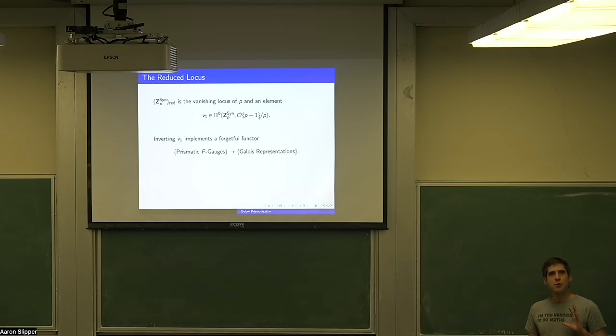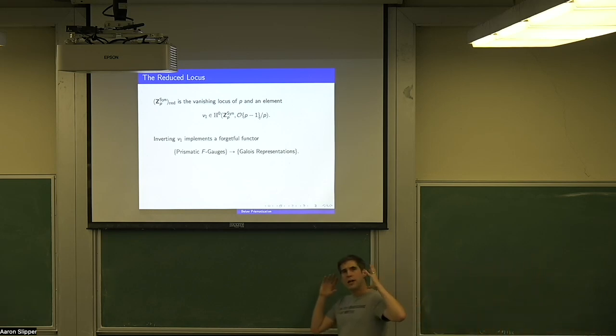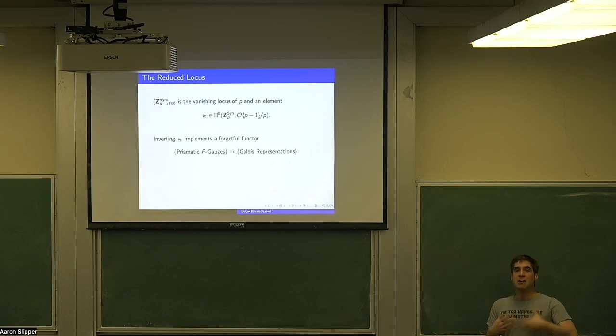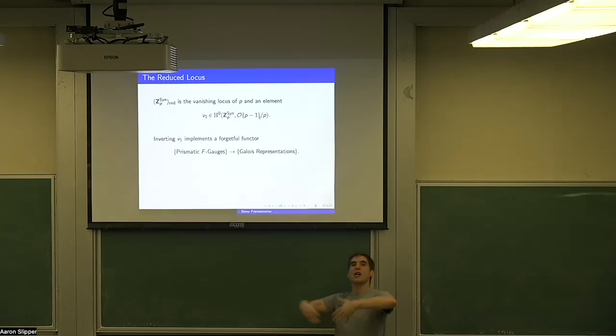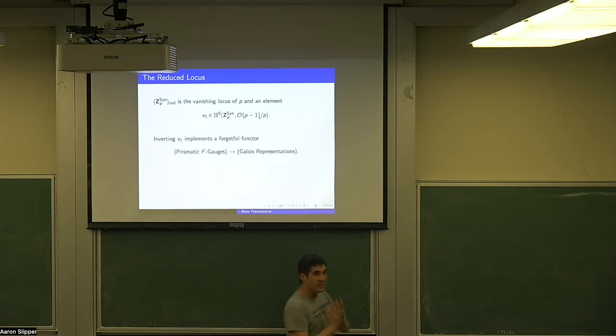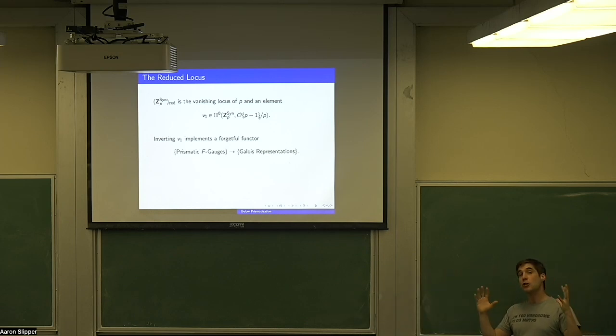Now, another thing you can do is instead of modding out by B1, you can invert B1. Now, this doesn't literally make sense because the stack is complete along the locus where B1 is equal to 0. So if you invert B1 in the sense of taking the complement of the locus where B1 is 0, you'll get the empty set. But what I really mean by invert B1 is working with sheaves up to isogeny with respect to B1. And if you do that, that implements some kind of forgetful functor from the category of prismatic F-gauges to the category of Galois representations. You should think of the left-hand side as some integral theory of crystalline Galois representations, and inverting B1 forgets the crystalline condition.